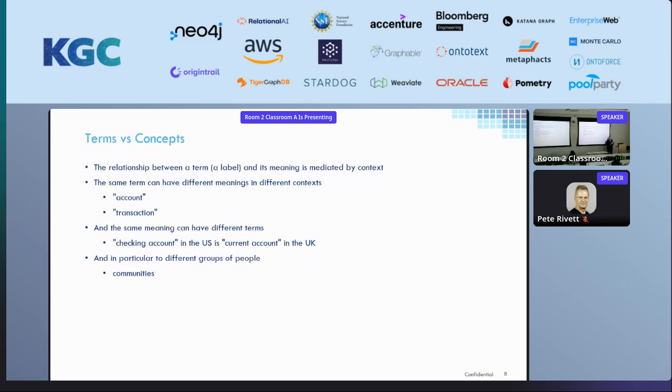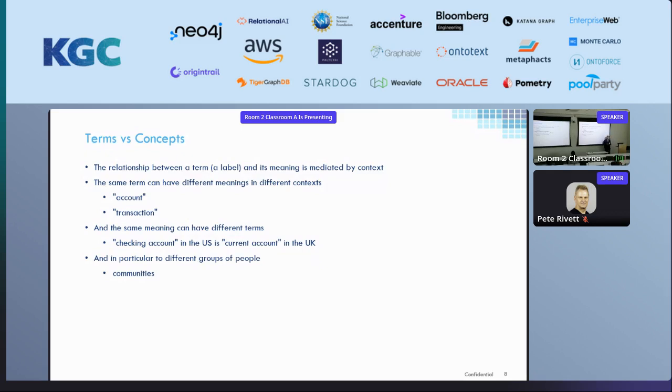So a word like account could mean all sorts of different things. It could be a bank account, it could be a story, an account of some event. And likewise, a transaction could be a financial transaction, or if you're a technical person, it could be a database transaction. So without that context and reference to some community, then the term in itself isn't that useful.